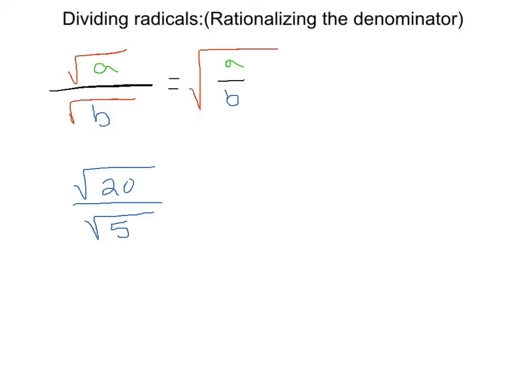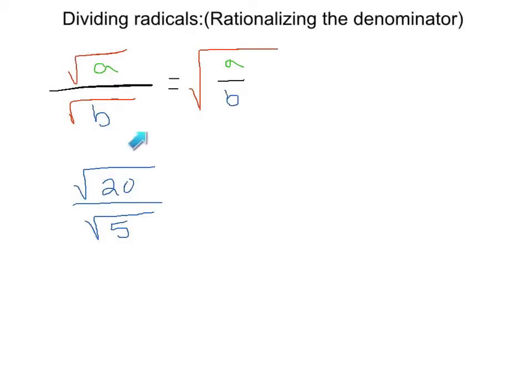So we're going to talk about dividing radicals now, or also rationalizing the denominator. Rationalizing the denominator means to make what's in the denominator rational, that is, not having a square root. Whenever we have a square root or radical in the denominator, we need to get rid of it. And there are a few different methods of doing this.